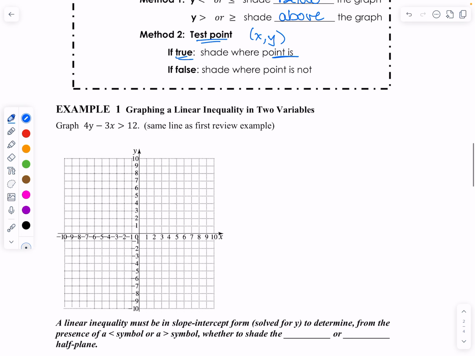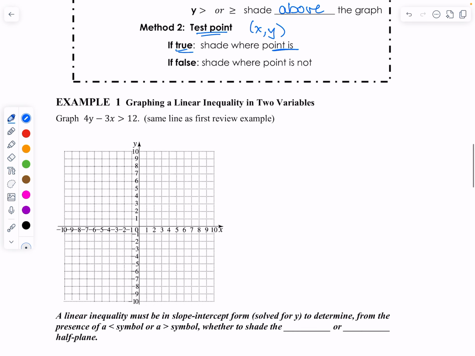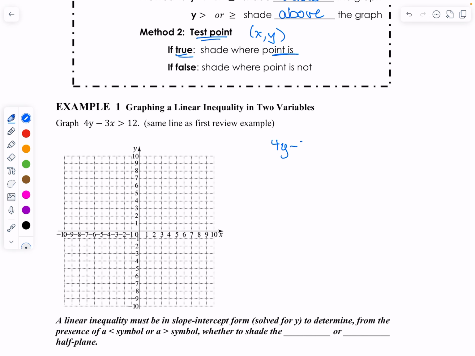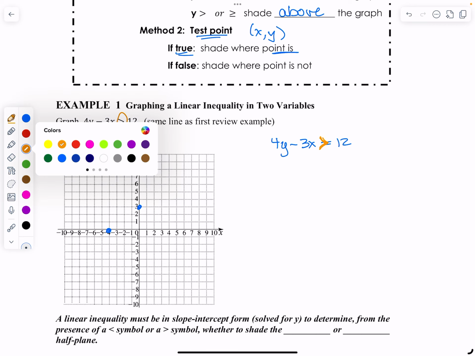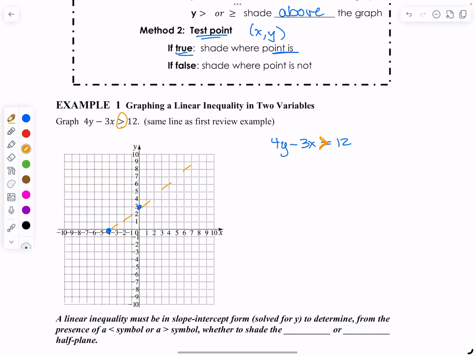So, again, let's try this. This is actually the exact same line that I just graphed. So I'm going to go where remember my y-intercept was 3, my x-intercept was -4, so there's my line, but it's not equal, right? Notice that this is not an equal mark. So that means it's going to be a dashed line because it doesn't have an equal mark.